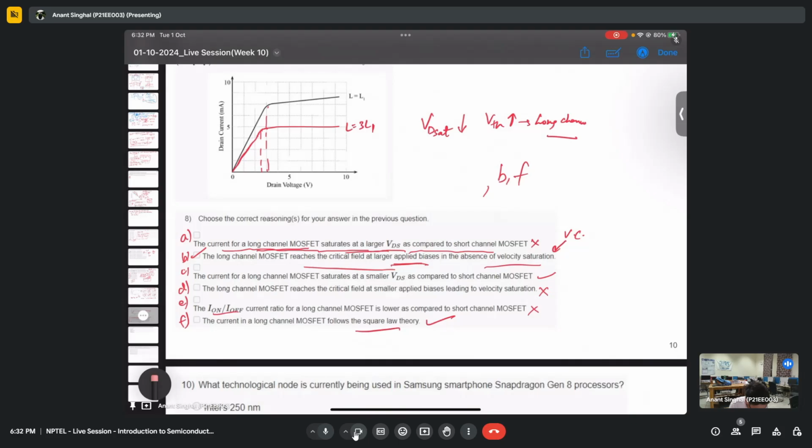Maybe the answer is related to these things only, the velocity saturation and the mobility degradation. So let's discuss it more thoroughly in the next lecture also. And you also come up with the reason. You can mail me if you have come up with the reason today only, why we should have a higher VDS for a higher length to saturate. Is it fine with everyone?